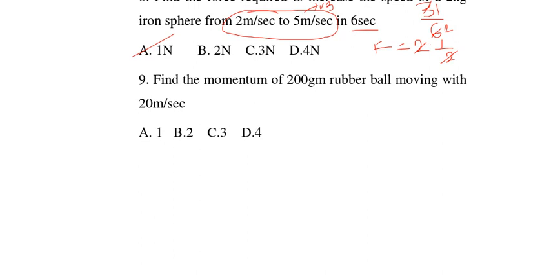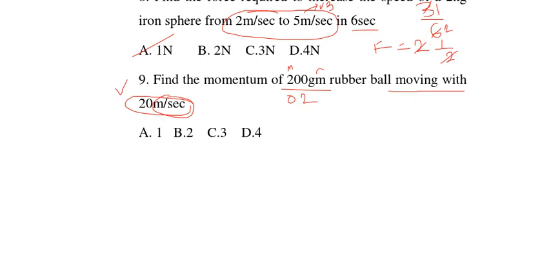Find the momentum of 200 grams of rubber ball moving at 20 meters per second. This is the CGS value of mass. If you convert grams into kgs, it becomes 0.2. I hope you know that. Here they have not mentioned any velocity, so we depend on meter per second. Meter per second is a unit of velocity, right? Then they are asking for momentum.